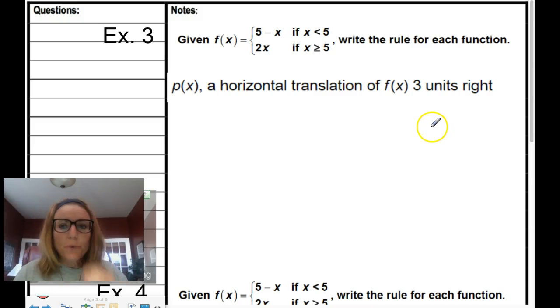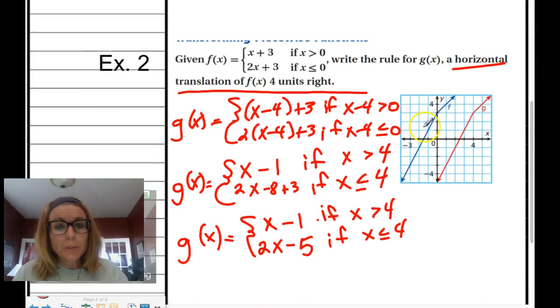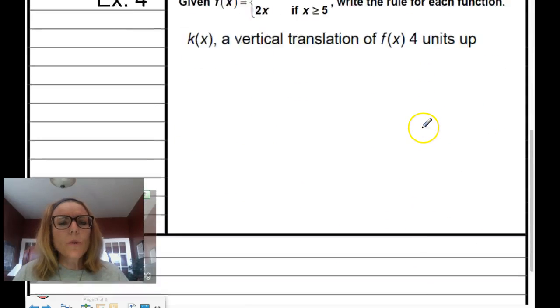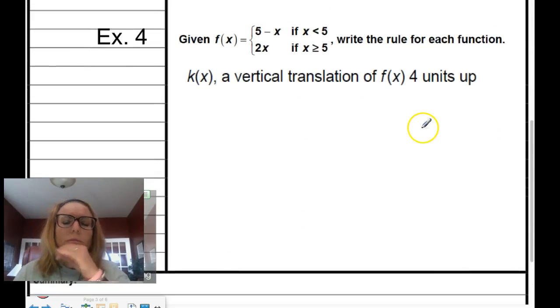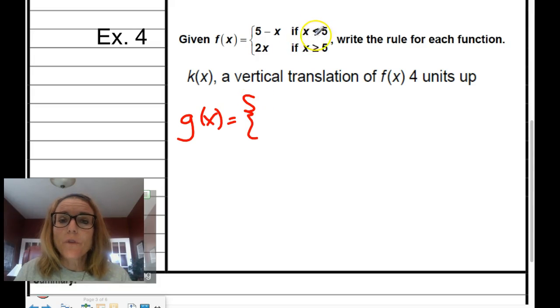Example number 3. I think we're going to save example number 3 because if I recall, we went to the right on example number 2. Let's save example number 3. And let's go to example number 4. Write the rule for each function, or for the function in this case. We're going up. So remember, when you're going up or down, all that's changing is the rule, not the interval over here.